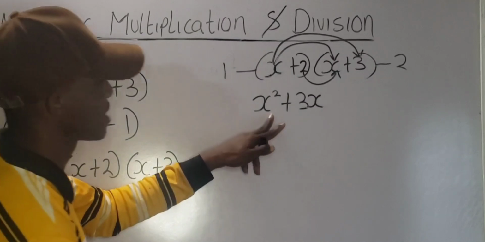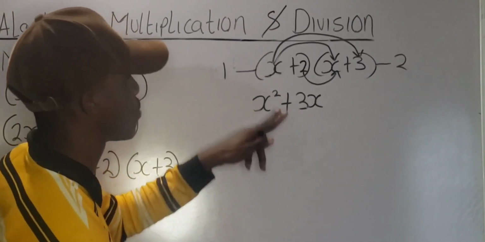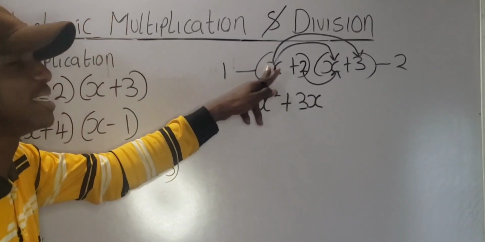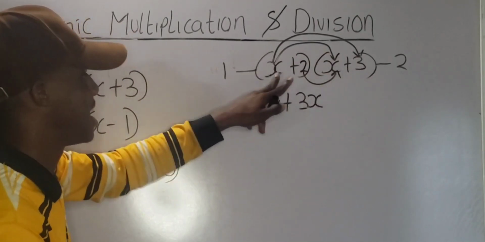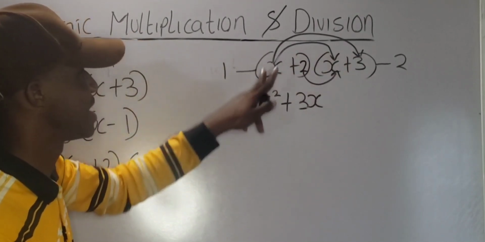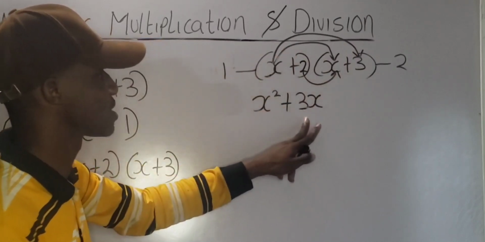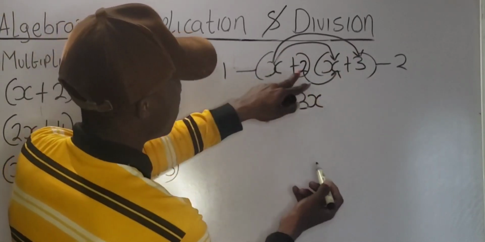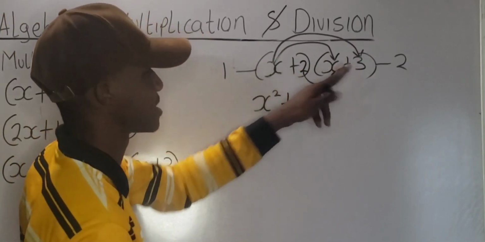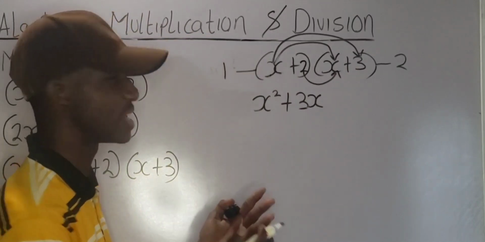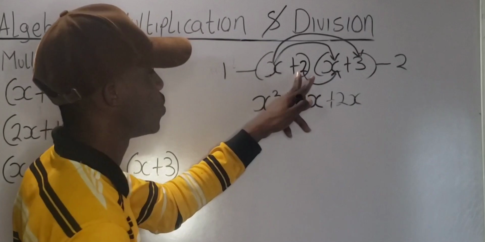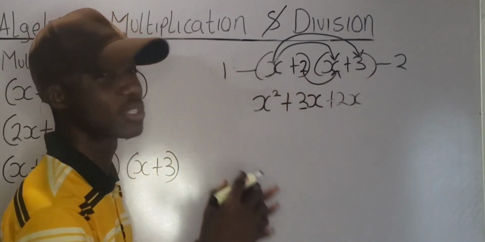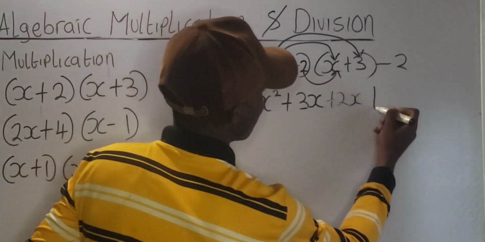Okay, look at this. x squared plus 3x. That is when I multiply the first element in the first bracket by all the elements in the second bracket. That is x times x, x squared. x times 3, that is plus 3x. Then now, plus 2 multiplied by x. That is positive 2x. So I'm going to have positive 2x. Then plus 2 multiplied by 3. That is positive 6. So I'm going to have positive 6.